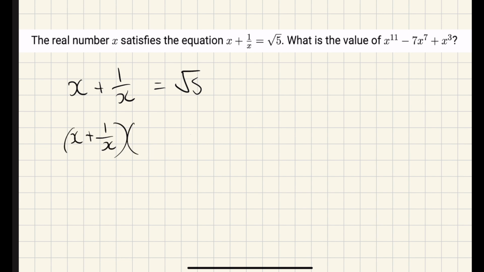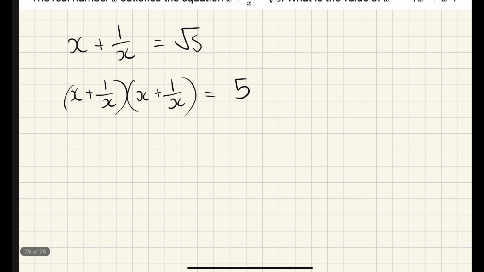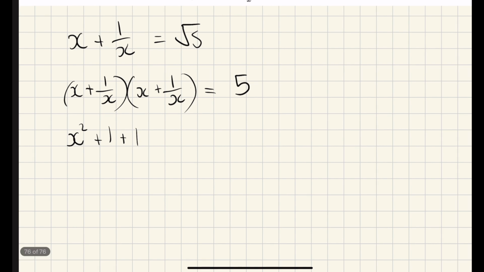So I'll just square the right hand side, but we'll do the left-hand side manually. When we multiply x by x, we're going to get x squared. When we do x times 1 over x, we're going to get 1, and then the other way around, 1 over x times x is 1, and then plus 1 over x squared equals 5. And if you tidy this up, you get x squared plus 1 over x squared equals 3.